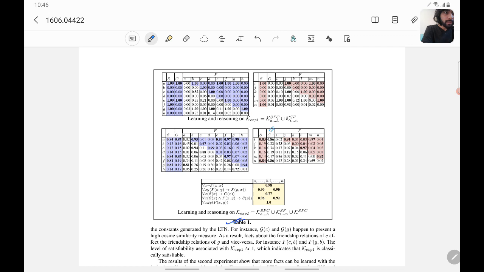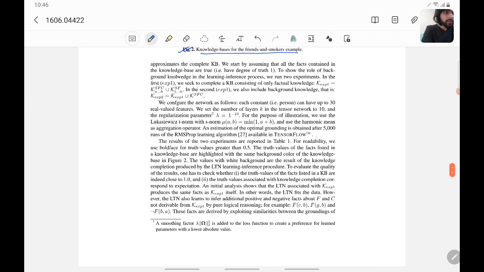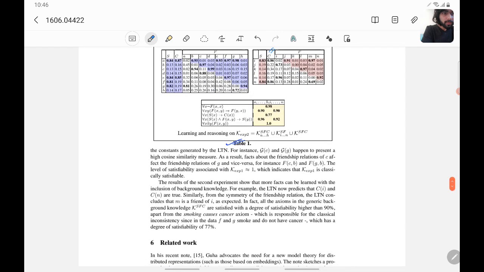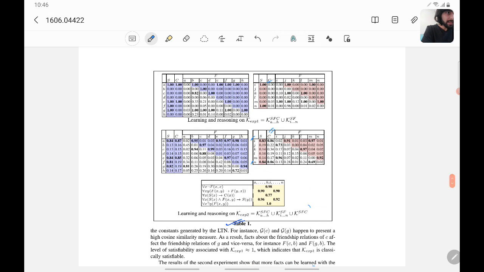This is group 2. The results of the second experiment show that facts can be learned with the inclusion of background knowledge. So there's some background knowledge given in experiment 2, and its degrees are higher than 60%. For CI and CN, the knowledge base didn't have the information whether they have cancer or not. But after learning, it says they have cancer with a high prediction probability.